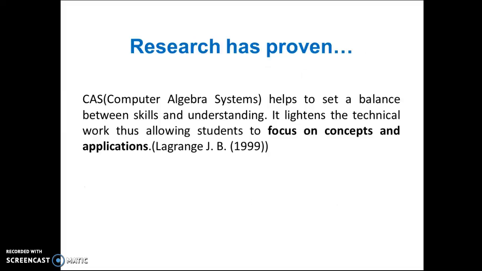Research has already proven that the computer algebra systems and its tools that are available today can help to strike a balance between the skills and the understanding. In fact, it lightens the technical work and the monotonous steps involved in the paper pencil skill so that the student can focus on the concepts and the applications more than just the routine paper pencil work.